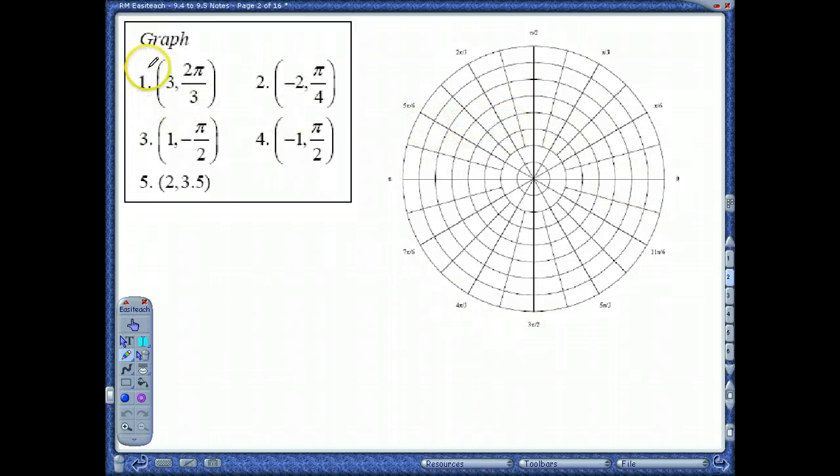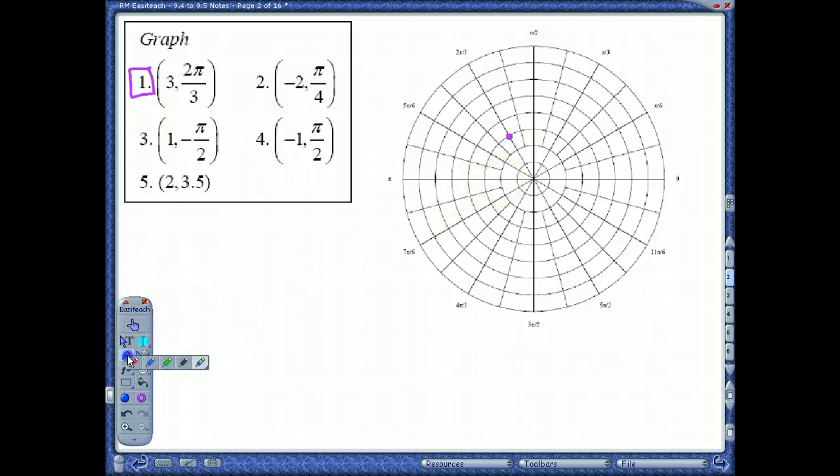So when we go to graph point 1 here, even though it's in the form 3 comma 2 pi over 3, we really do the second coordinate first. So we locate that 2 pi over 3 line right here. If it's a positive 3, we go out toward that 2 pi over 3. If it's negative 3, we would go away from it. Ours is a positive 3, so I'm going to go out to it. So 1, 2, 3. There's my point number 1.